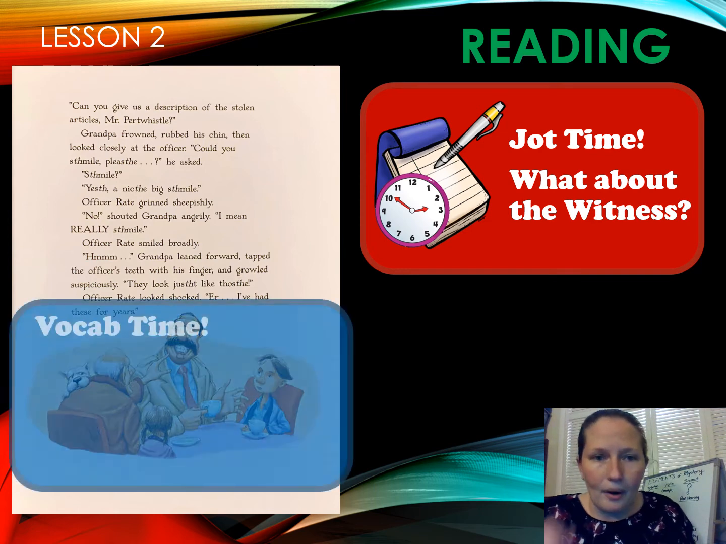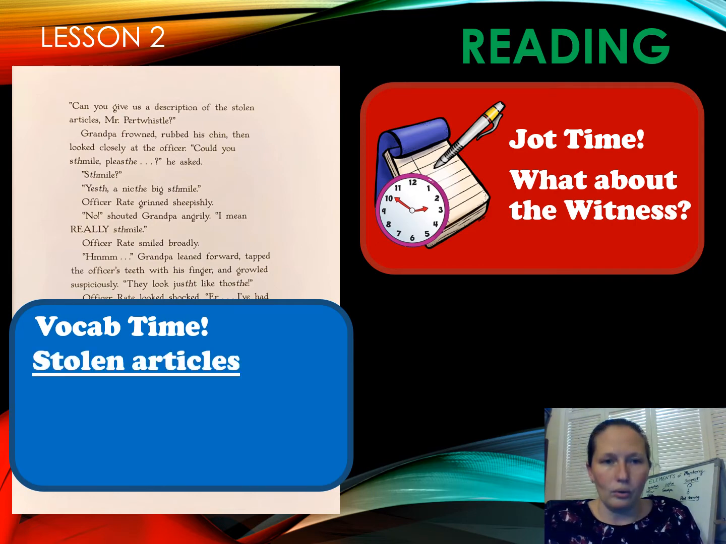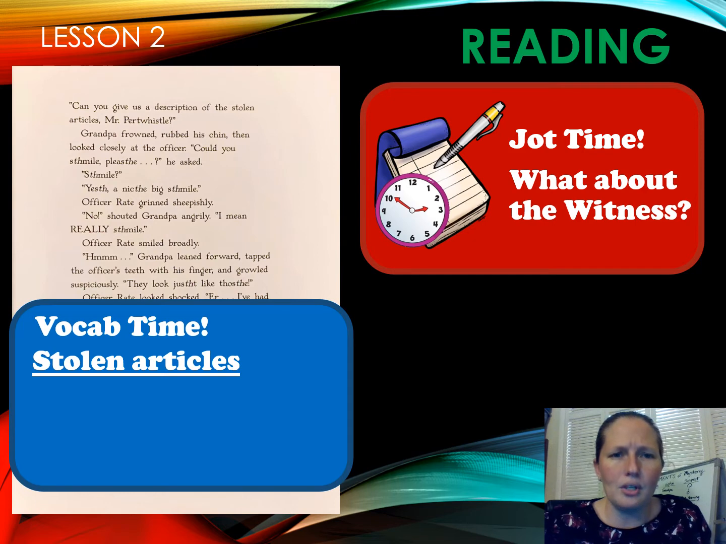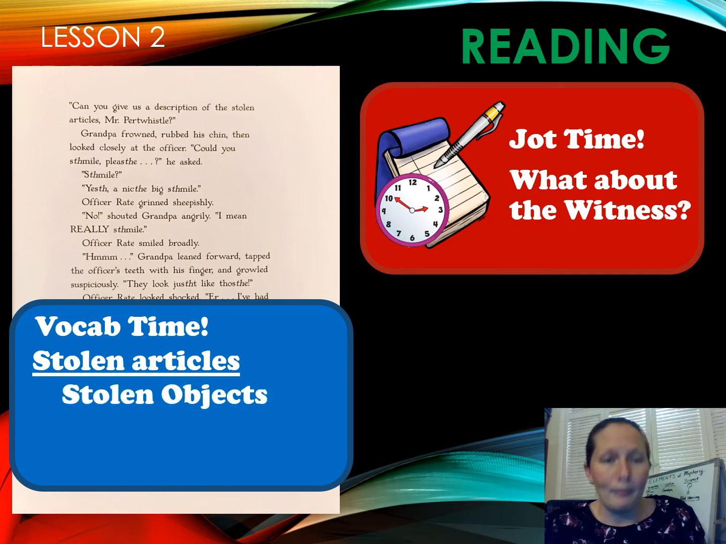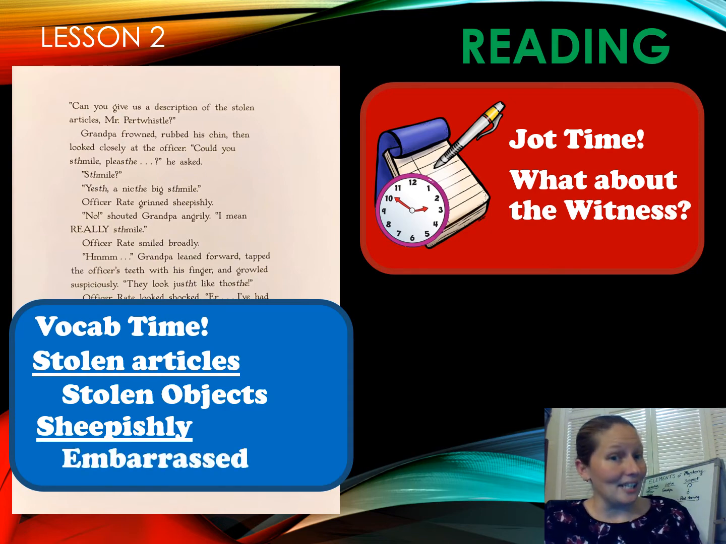All right, let's move on to the other part, which is vocab time. Okay, so our vocabulary that we're going to discuss right here is the stolen article, okay? When he says, can you give us a description of the stolen articles? Well, we don't really say articles that much. What they mean to say is stolen objects, okay? So just to help you out there with that vocab. And then the other one, sheepishly. Right here, Officer Rate grinned sheepishly. It's almost embarrassed. I don't know why you're looking at my teeth, so he's embarrassed.